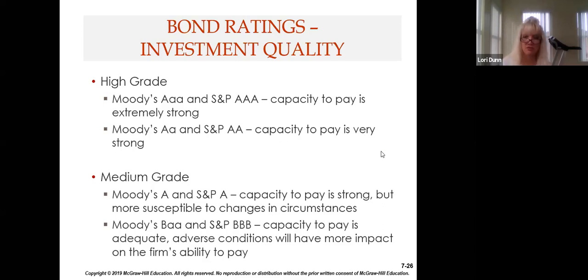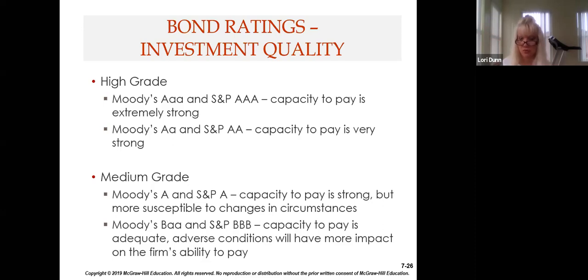So if you're looking to buy a bond, you may want to look depending on what level of risk you want to take. Now, these bonds are going to have a lower coupon rate because the risk is not as high. Medium bonds. Now we're getting into the A's. These are defined as: your capacity to pay interest and repay principal is strong, although it is somewhat more susceptible to adverse effects of changes in circumstances and economic conditions than debt in higher rated categories. So these are medium grade, we call these.